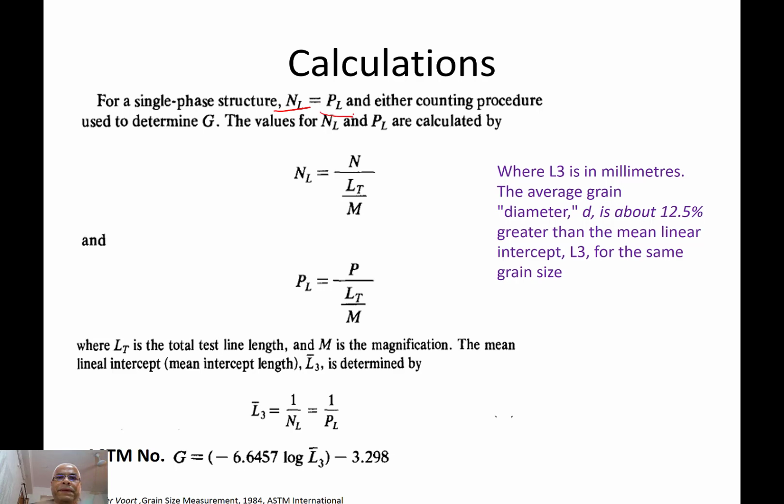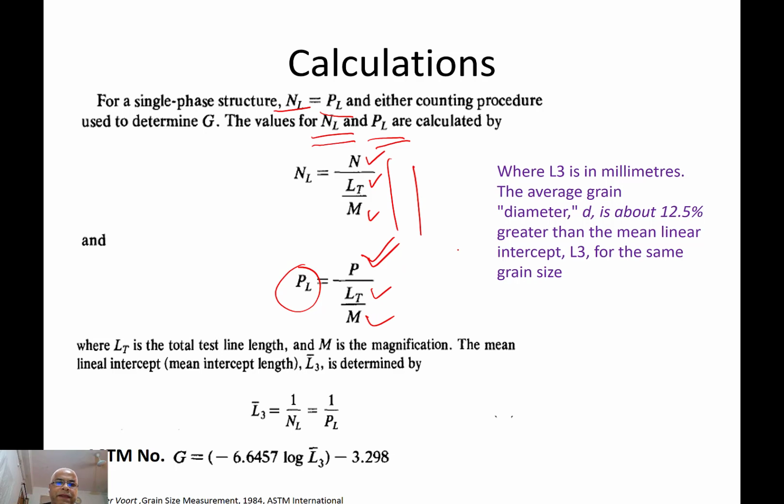Both NL and PL are the same. NL is the grain interceptions per unit length, and PL is the grain boundary interceptions per unit length. These are calculated using these simple equations as I have already explained. N is the number of grain interceptions counted, LT is the test length, and M is the magnification. Similarly, PL is the grain boundary interceptions per unit length, where P is the number of grain boundary interceptions, LT is the test length, and M is the magnification.